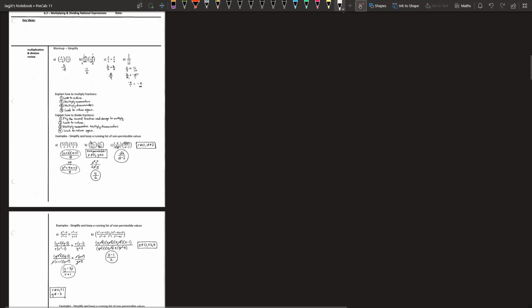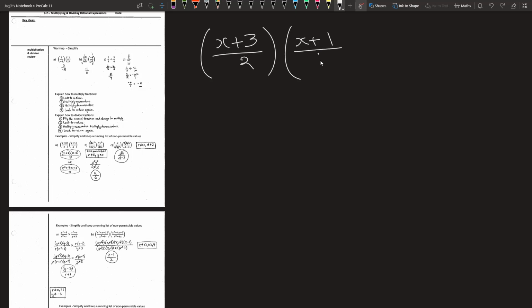Now let's get into the questions. First question is quite simple. We have (x plus 3) divided by 2 multiplied by (x plus 1) divided by 4. Okay, guys, what you would do is you're going to say, I'm going to multiply the top. So (x plus 3) times (x plus 1). And multiply the bottom. 2 times 4 gives me 8.